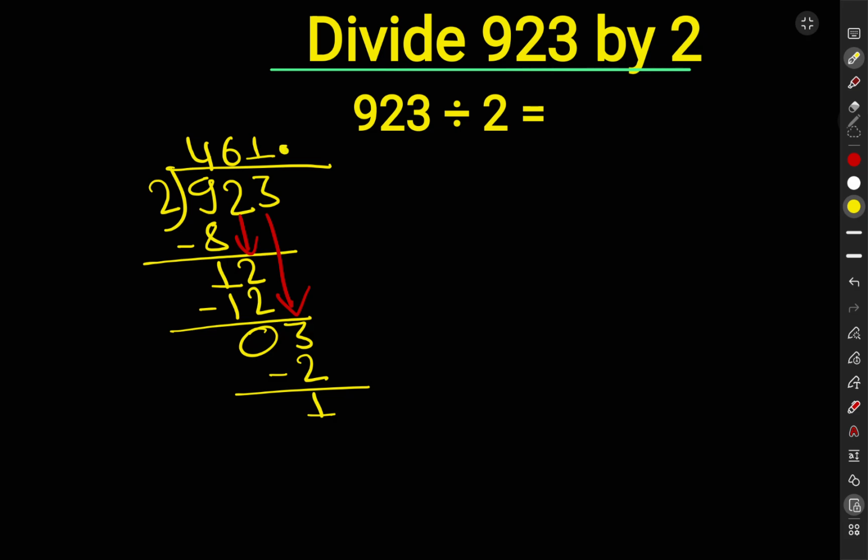So we take here decimal so that we put 0. So now it is 10 and 2 times 5 is 10. On subtracting we get 0. So 923 divided by 2 is 461 decimal 5.